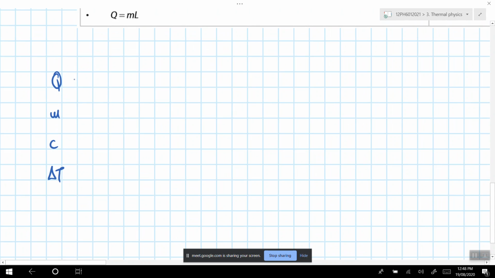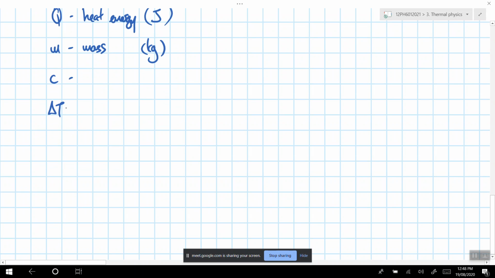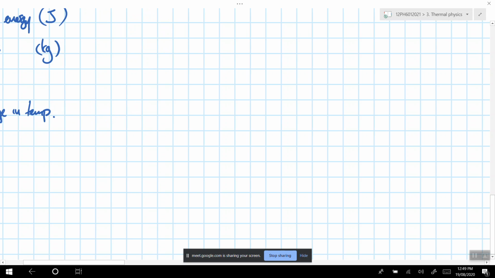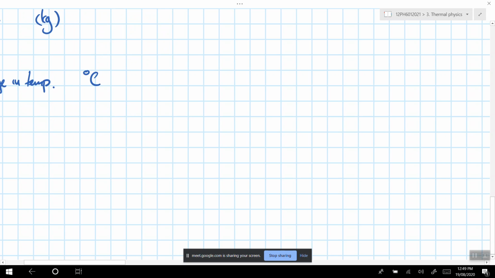So Q is going to be our energy, or heat energy in this case, in joules. M is going to be our mass in kilograms. Delta T is our change in temperature. This can either be in degrees Celsius or Kelvin. I prefer Kelvin, but it works for either. You don't always need to convert it.